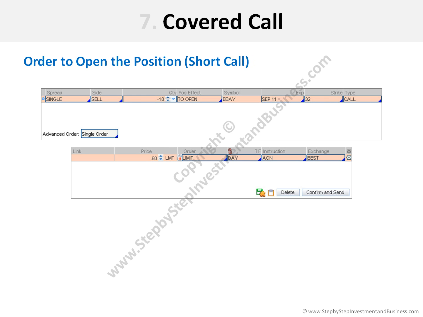Here we can see the order we must enter to open the short call position. It consists of selling 10 eBay calls with a strike price of $32 and expiration in September 2011. In the side column, we select the action Sell to indicate the sale of options, and in the Position Effect column, we select the option To Open to indicate that we want to open a new position. The entered price is 60 cents, and the order type is Limit.